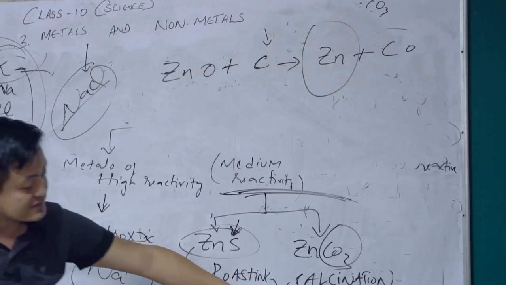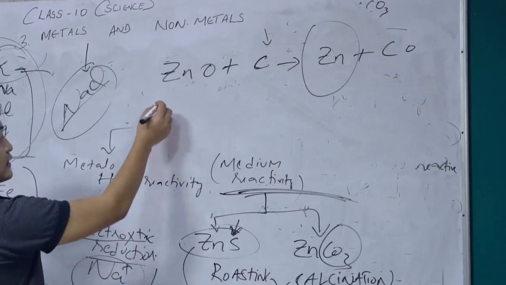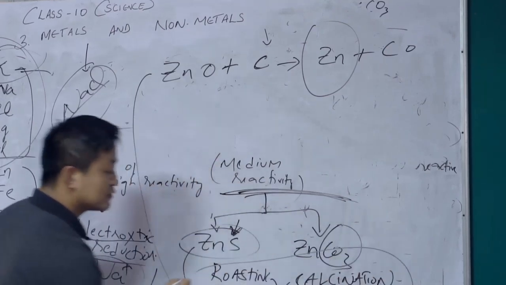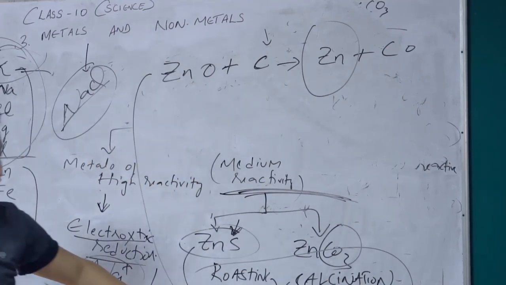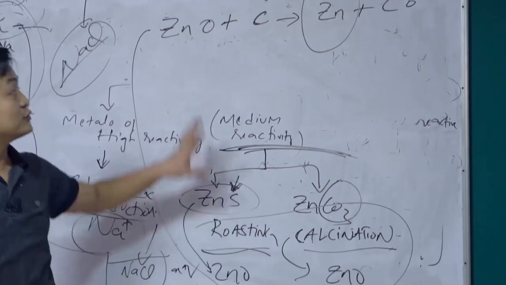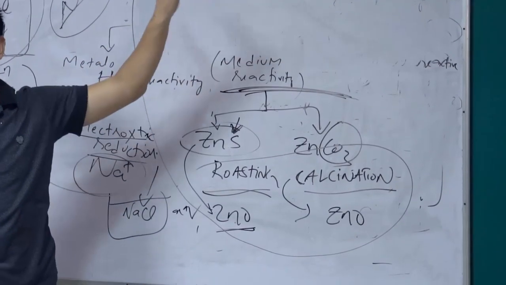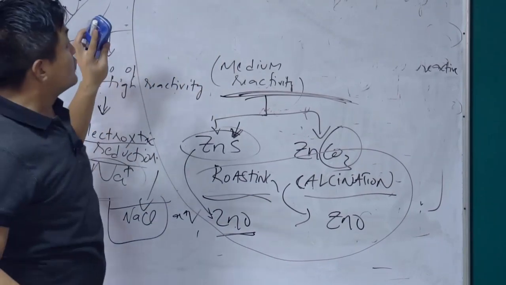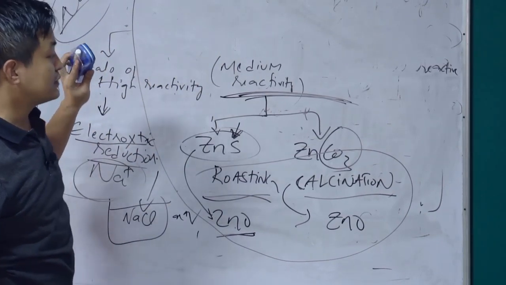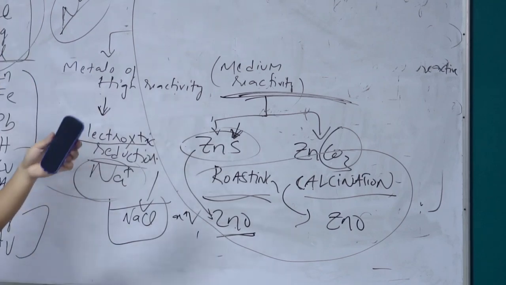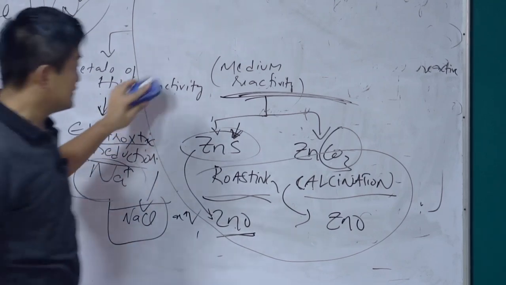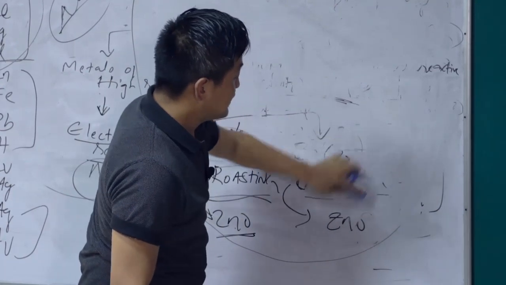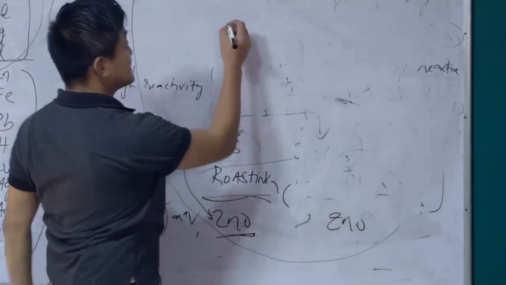Now let's see this zinc oxide. It will be the same. The same process goes for both roasting and calcination. Once they get this zinc oxide, we just have to react with carbon to get a pure metal. Done. Clear? Now, the next one would be metals of least reactive.